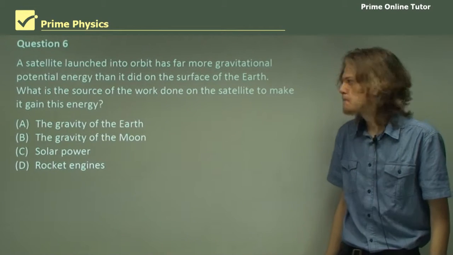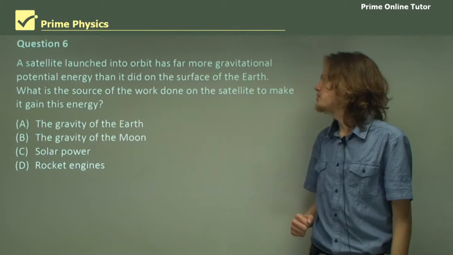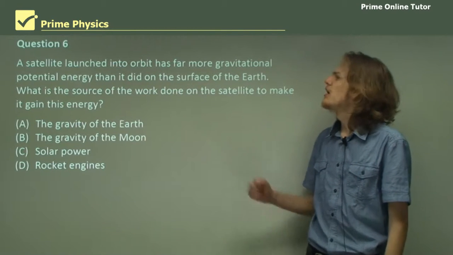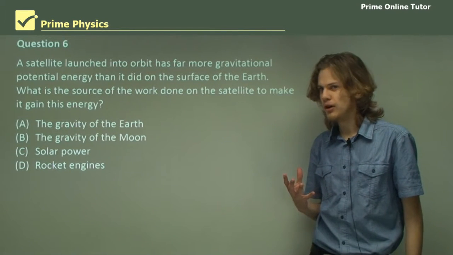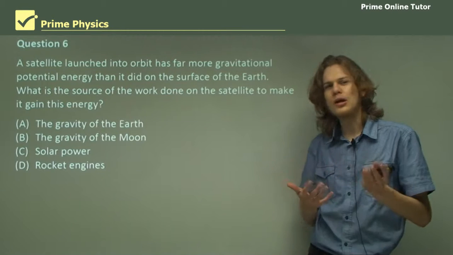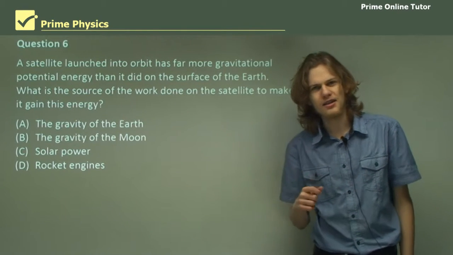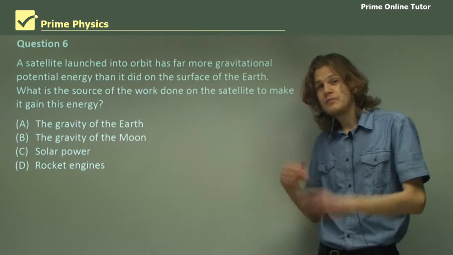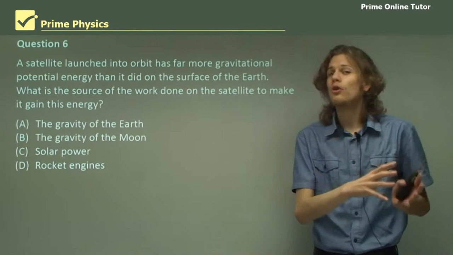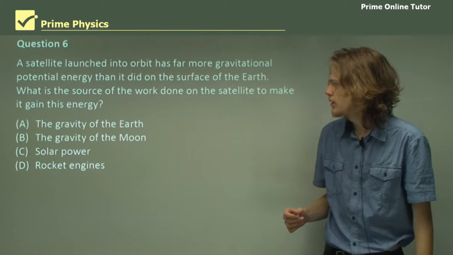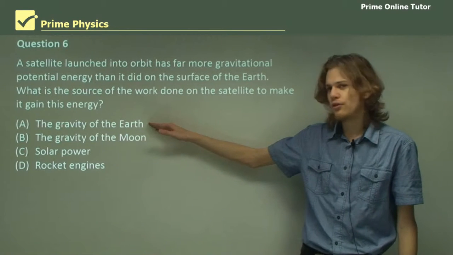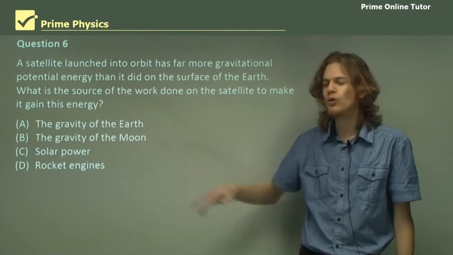Question 6. A satellite launched into orbit has far more gravitational potential energy than it did on the surface of the Earth, right? Its potential energy is greater. What is the source of work done on the satellite to make it gain this energy? If we're making something gain energy, we need to do work on it. So we have options: the gravity of the Earth, the gravity of the Moon, solar power, or the rocket engines.